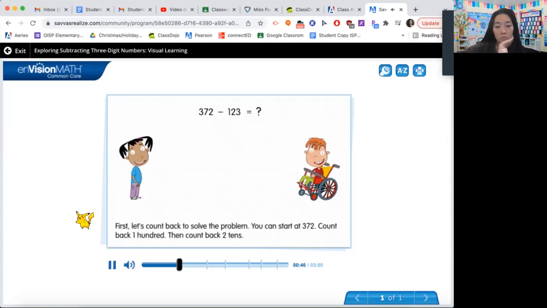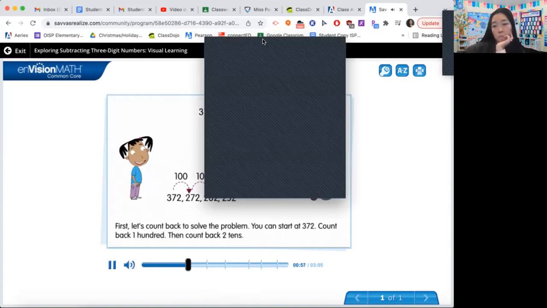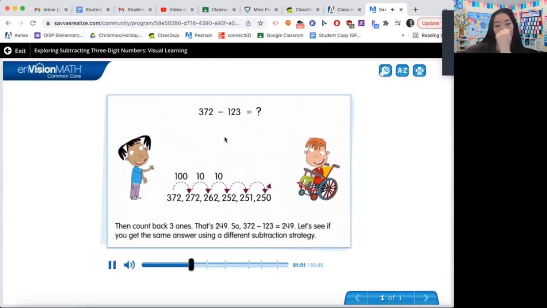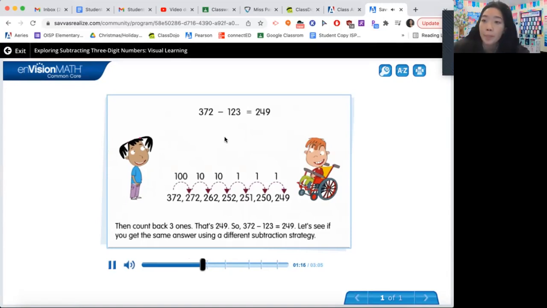First, let's count back to solve the problem. You can start at 372. Count back 100, then count back 2 tens. Then, count back 3 ones. That's 249. So, 372 minus 123 equals 249. Let's see if you get the same answer using a different subtraction strategy.